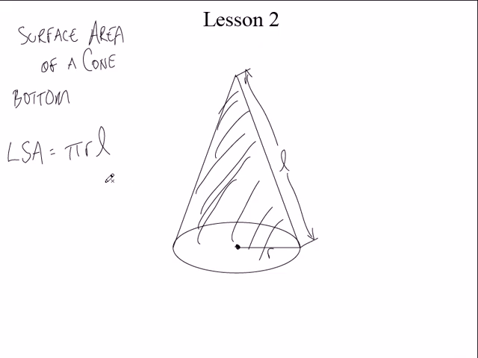So if you know those, then it's actually pretty easy to do. To find the lateral surface area, you just take pi times the radius times the slant height. That's the lateral surface area. But then you also have to add it to the base, the bottom of this.